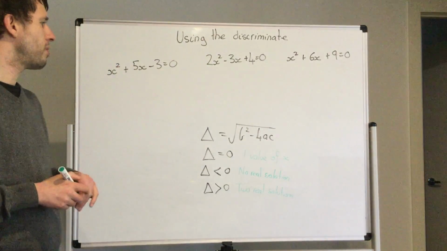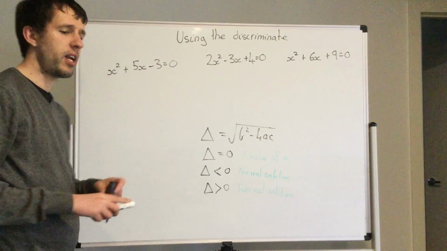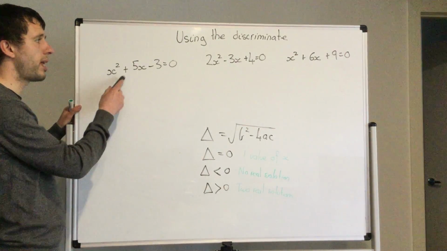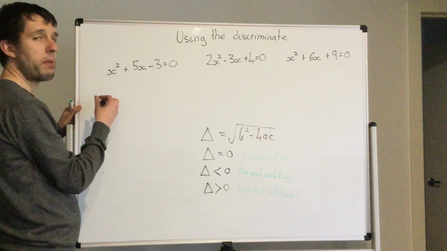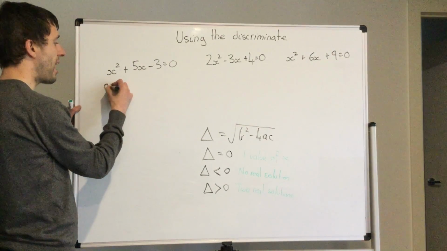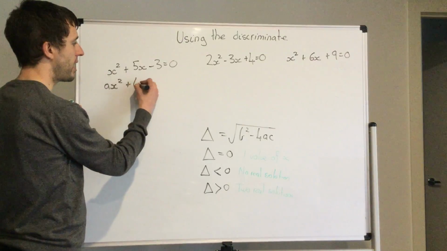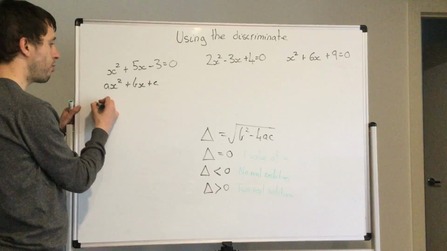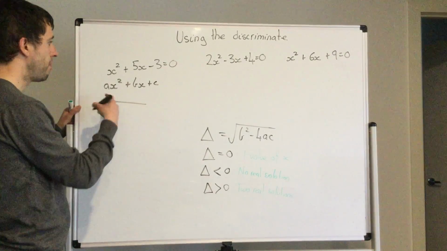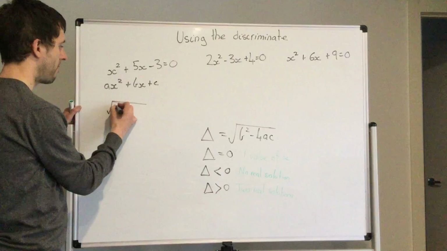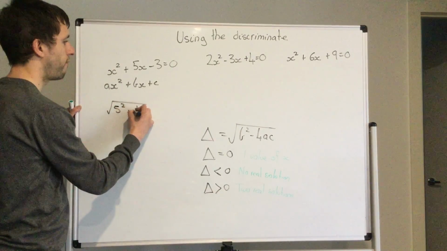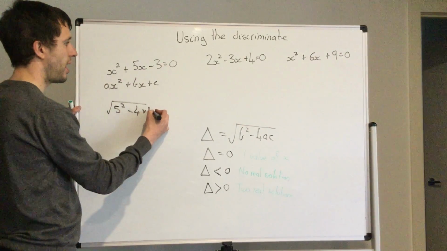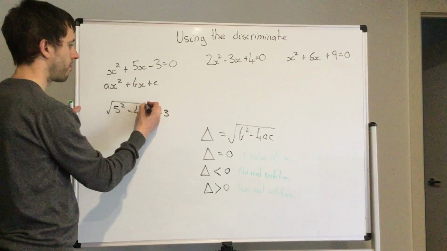So we're going to apply this and really break it down and understand it. So let's think about x squared plus 5x minus 3. Just remember our quadratic equation is ax squared plus bx plus c. So if I'm thinking about this formula, I'm going to plug everything in. b is 5, so 5 squared minus 4 times 1, because a is 1, times negative 3.